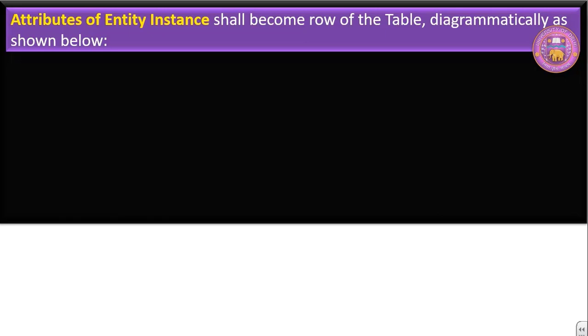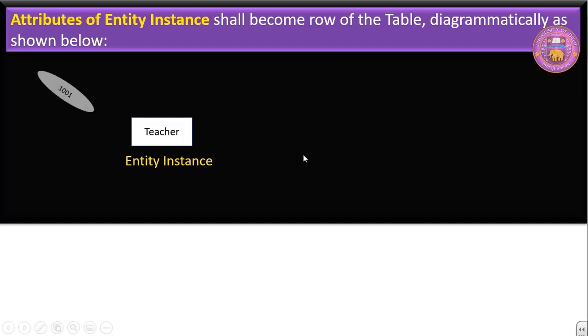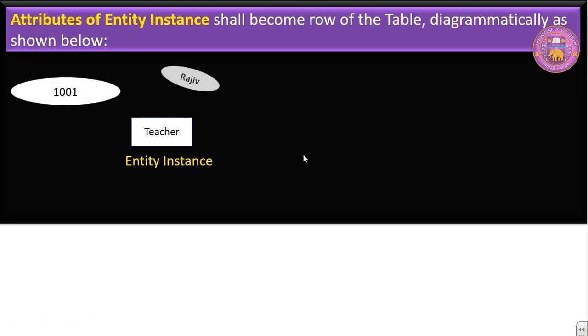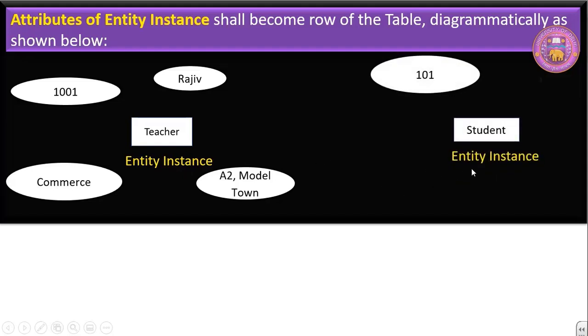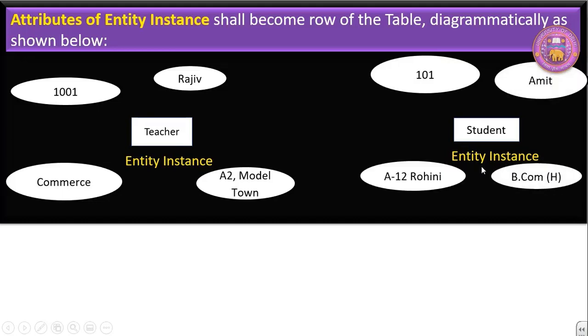Now the attributes of an entity instance shall become the row of the table, as shown diagrammatically below. Teacher entity instance. How do we know that this is the entity instance? This is not in uppercase. If it is not in uppercase, then this is an instance. 1001 Rajiv, A2 Model Town, Commerce. All these are attributes of the entity instance. Similarly, in the case of the student entity instance, these are the attributes of the entity instance. We represent it like this.